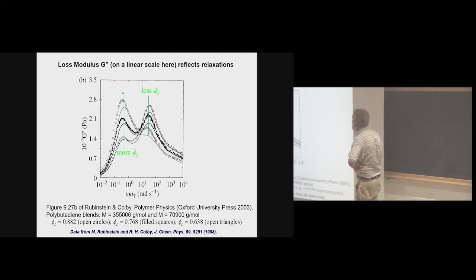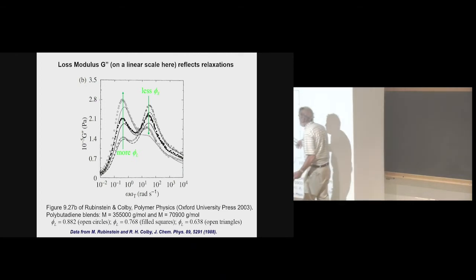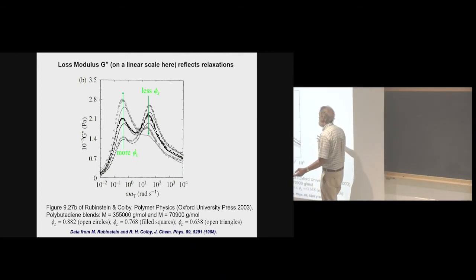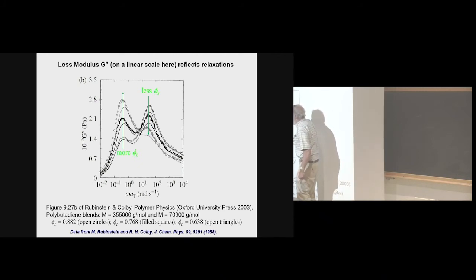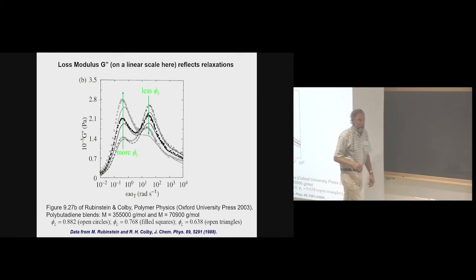These are binary blends of polybutadienes. As I have more and more of the high molecular weight component of my blend, this low frequency peak is rising. It's telling you that more and more of the stress is getting dissipated by those long chains as I have more long chains. And of course, at the same time, I have less short chains. So the peak at high frequencies where the short chains are relaxing is dropping.